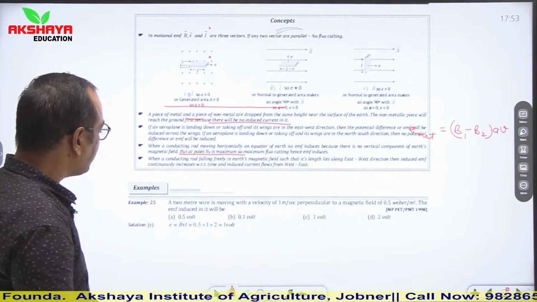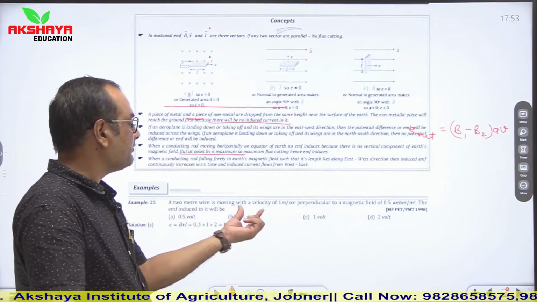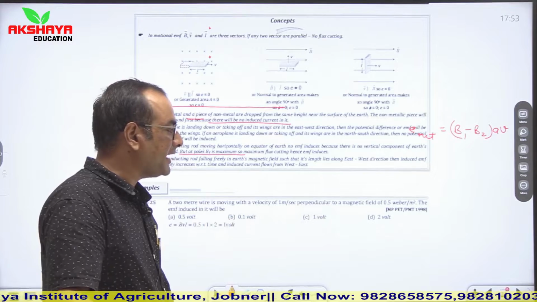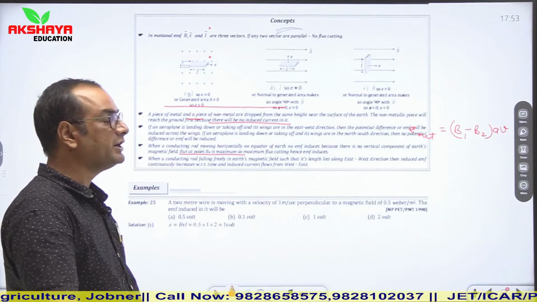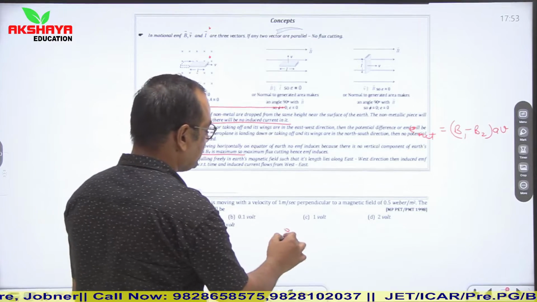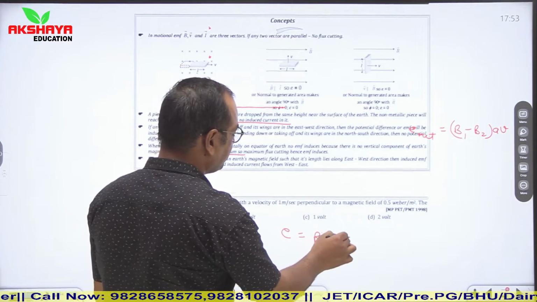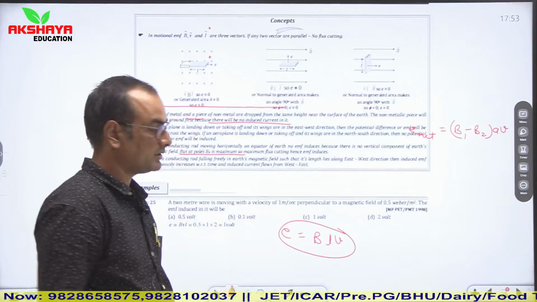So let us see an example. A 2-meter wire is moving with a velocity of 1 meter per second perpendicular to a magnetic field of 0.5 Weber per meter square. Find the EMF induced in it. So directly you can use the formula E is equal to BLv and calculate the induced EMF.